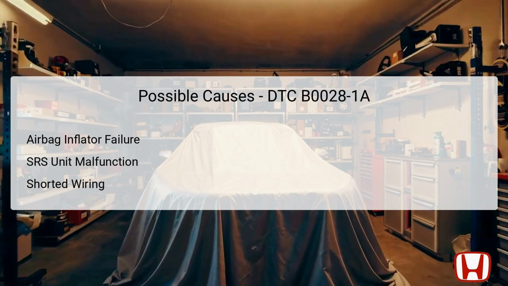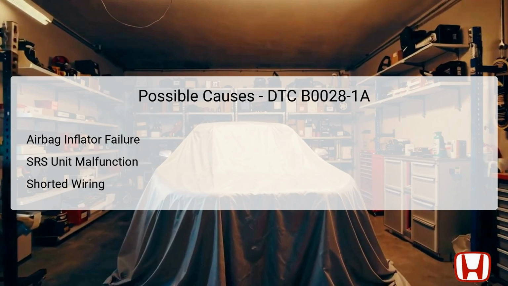There are several potential causes for DTC B0028-1A. Firstly, a failure of the airbag inflator itself could cause decreased resistance, making it unable to deploy properly during a collision. Secondly, a malfunction in the SRS unit can also trigger this error code. The SRS unit's function is to accurately monitor and manage the airbag system, and any fault here could result in failure to detect the proper conditions for airbag deployment.